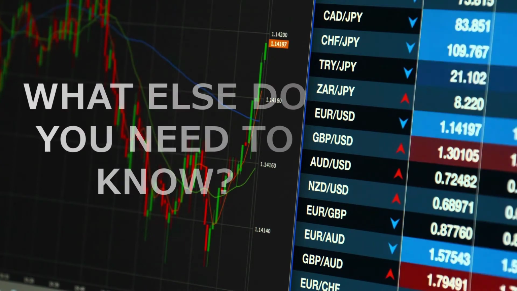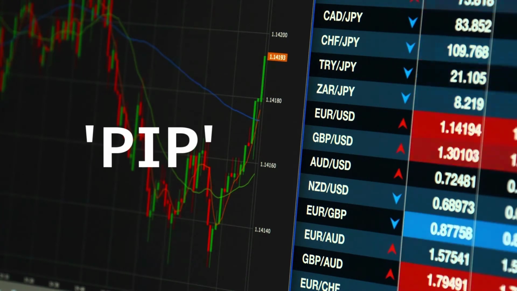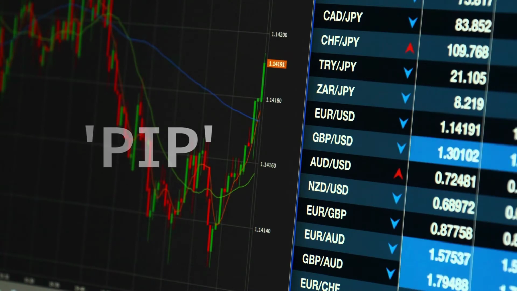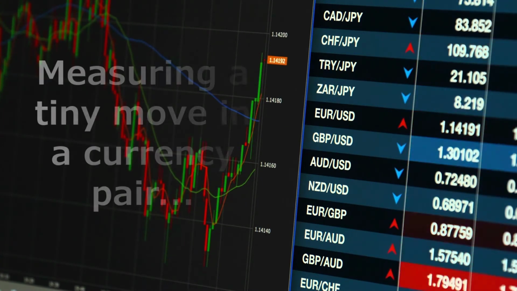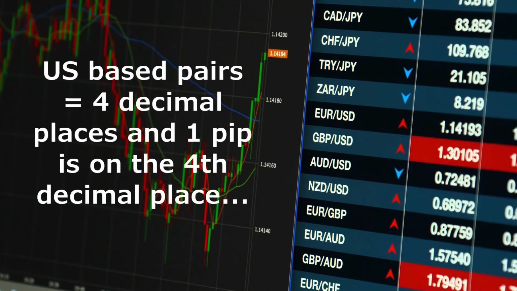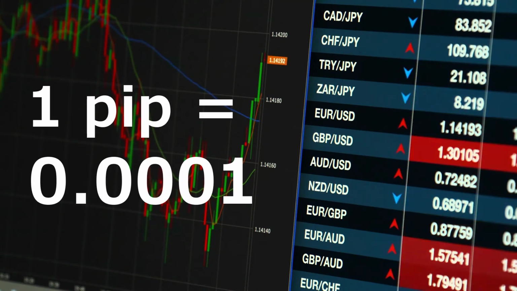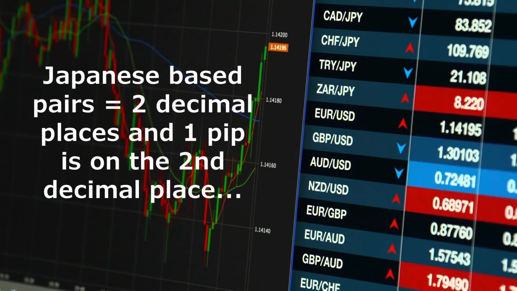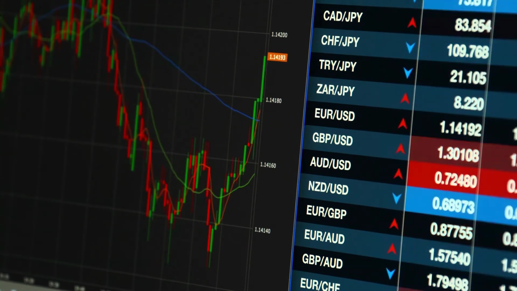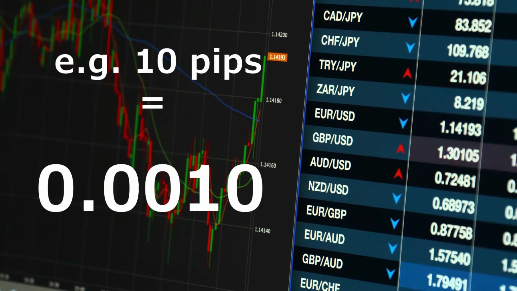So finally, what else do you need to know? Well, it is the term called pip. Now this is a term used to measure or give you a number around a tiny move in a currency pair, and it's a standardized unit of measure. So for all US pairs it's 0.0001, so that's 4 decimal places. For Japanese pairs it's 2 decimal places, i.e. 0.01. So that last number, if it was, say, for example, a 1, that's a 1 pip move.